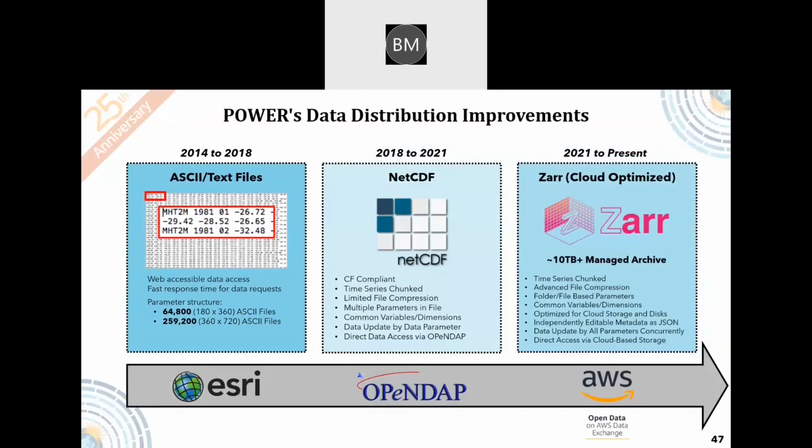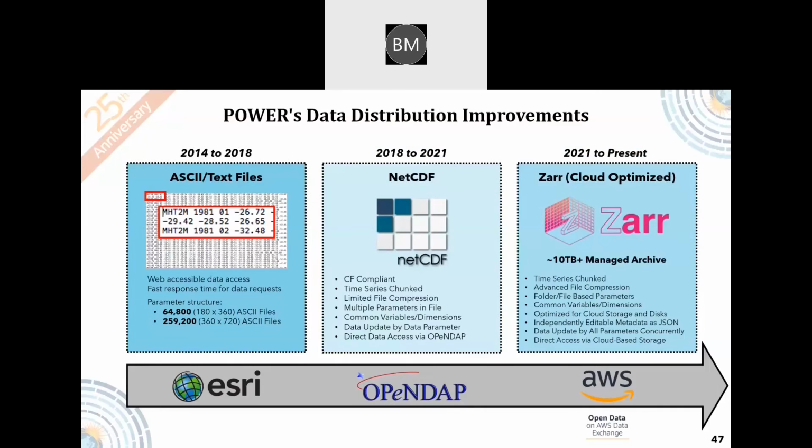So to support these data distribution numbers, Power has steadily transitioned its technology to support more efficient and more advanced data formats and distribution methods. We first started out with an ASCII-based text system that Paul mentioned earlier in his presentation. It was very efficient. It provided a lot of good information for the users.